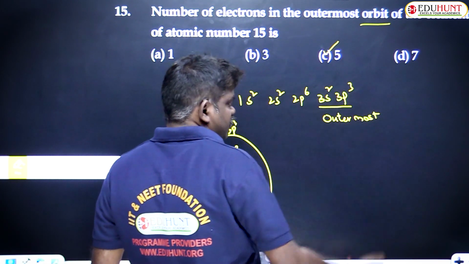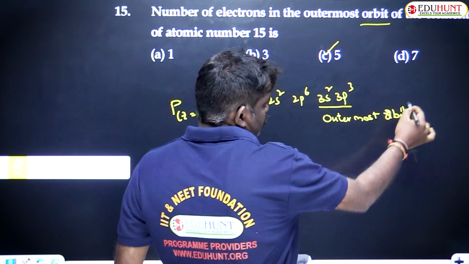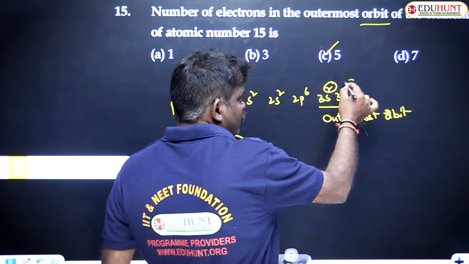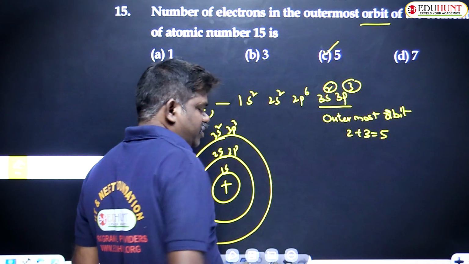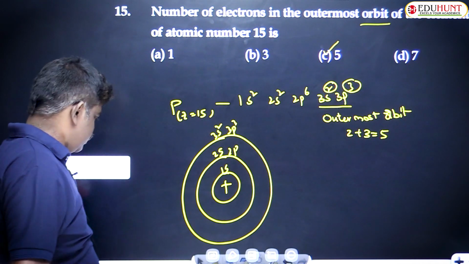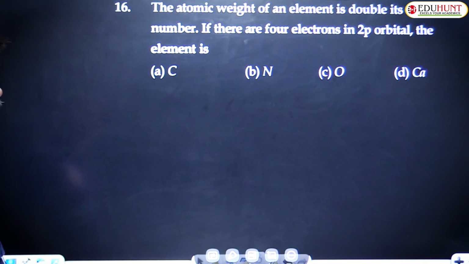Outermost shell, or outermost orbit, it is called outermost orbit. So, total electrons present in outermost orbit 2 plus 3 is 5. So, answer 5. Okay. Next one: the atomic weight of an element is double its atomic number.